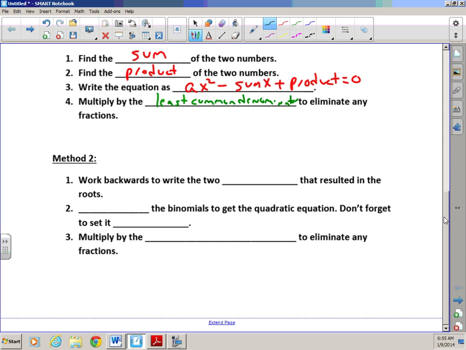Now, method 2 is we work backwards to write the two binomials that resulted in the roots. We multiply the binomials to get the quadratic equation. Don't forget to set it equal to 0. And then again, we're going to multiply by the LCD to eliminate any fractions. All right, so let's go through a couple of examples.